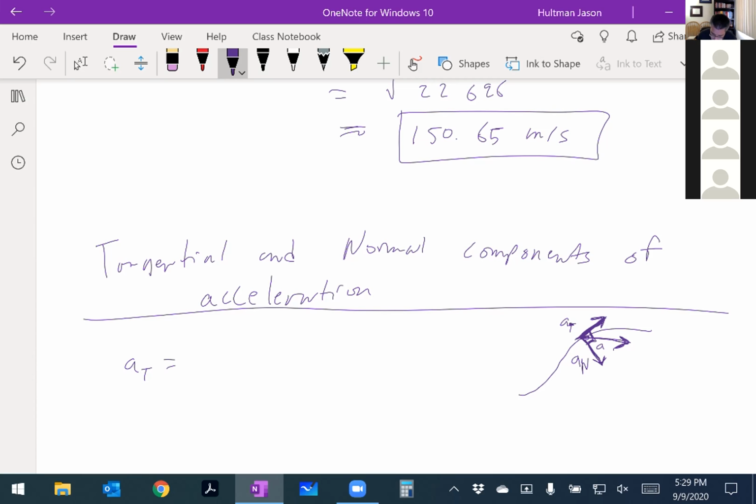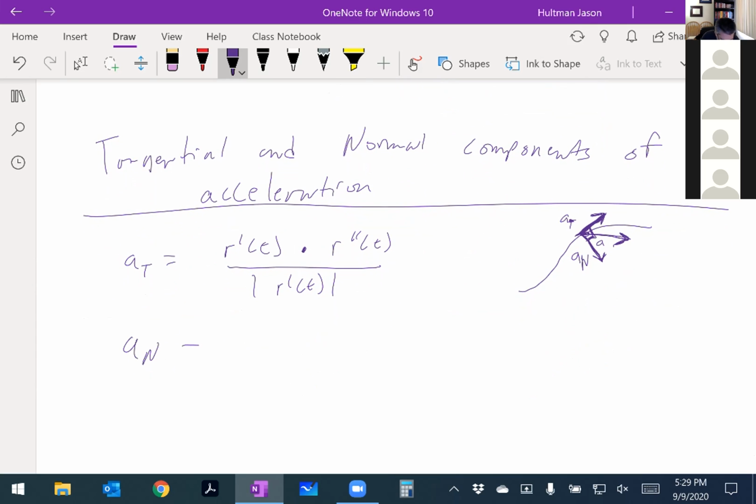So the tangential component is r prime of t dotted with r double prime of t, all over the magnitude of r prime of t. The normal component, very similar, is the magnitude of r prime of t crossed with r double prime of t, all over the magnitude of r prime of t.